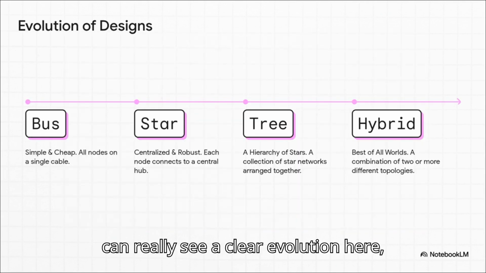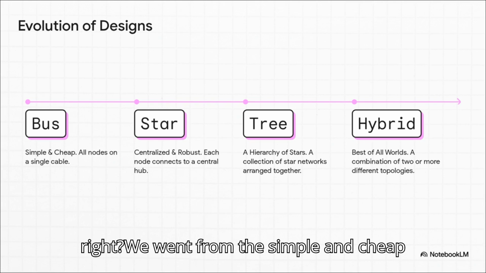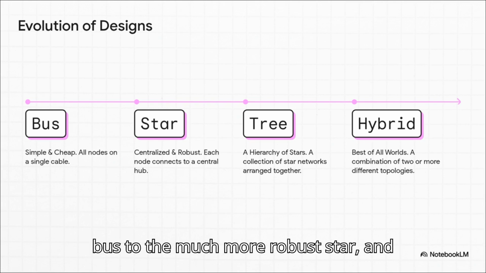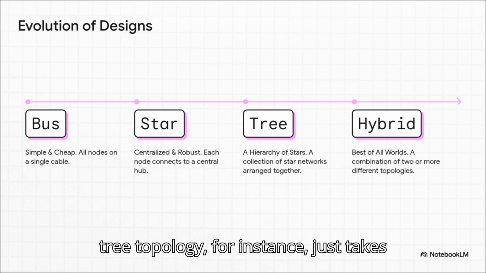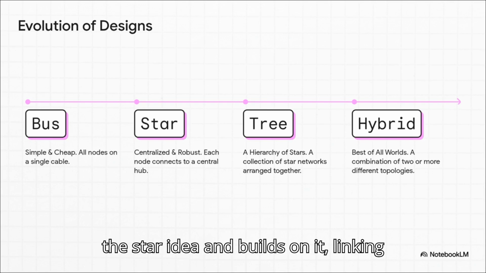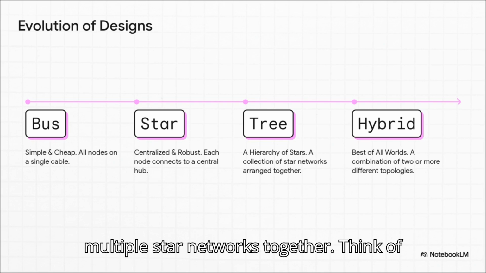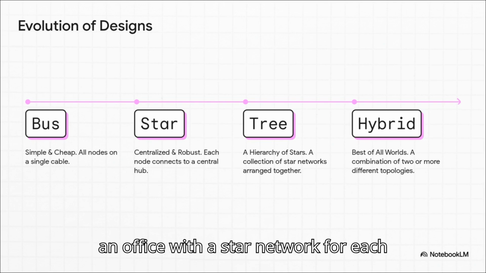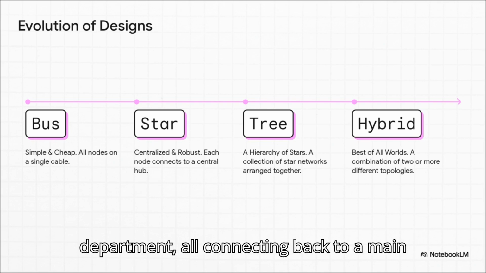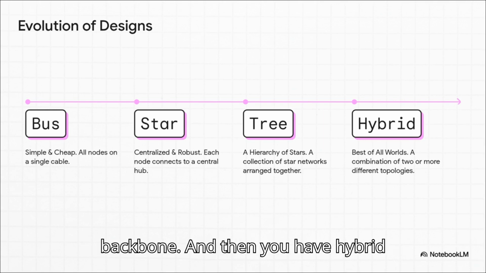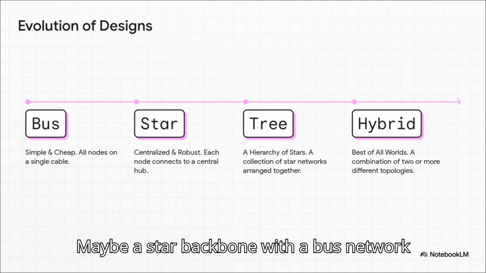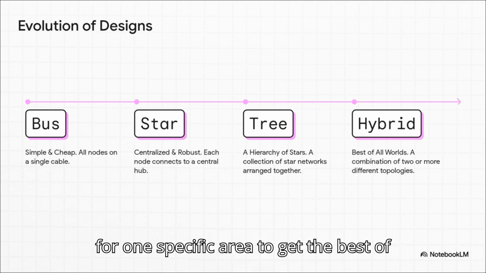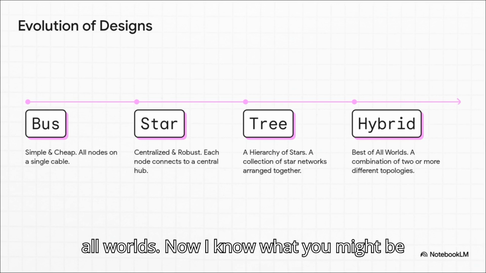You can really see a clear evolution here, right? We went from the simple and cheap bus to the much more robust star. And from there, things got even smarter. A tree topology, for instance, just takes the star idea and builds on it, linking multiple star networks together. Think of an office with a star network for each department, all connecting back to a main backbone. And then you have hybrid topologies, where you just mix and match, maybe a star backbone with a bus network for one specific area, to get the best of all worlds.